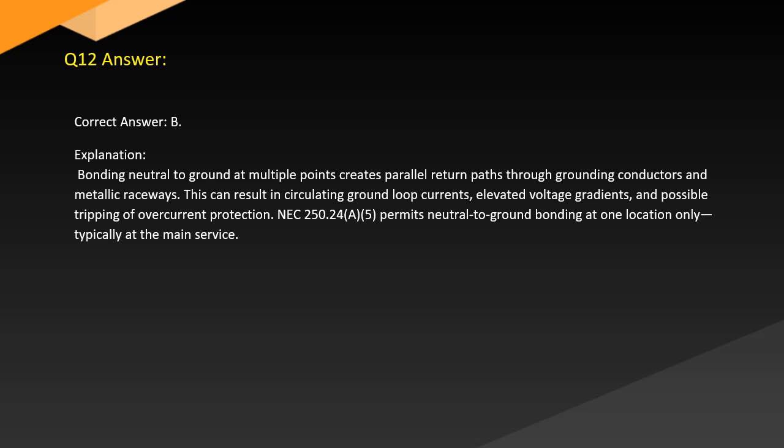Answer. Correct answer: B. Explanation: Bonding neutral to ground at multiple points creates parallel return paths through grounding conductors and metallic raceways. This can result in circulating ground loop currents, elevated voltage gradients, and possible tripping of overcurrent protection. NEC 250.24(5) permits neutral to ground bonding at one location only, typically at the main service.